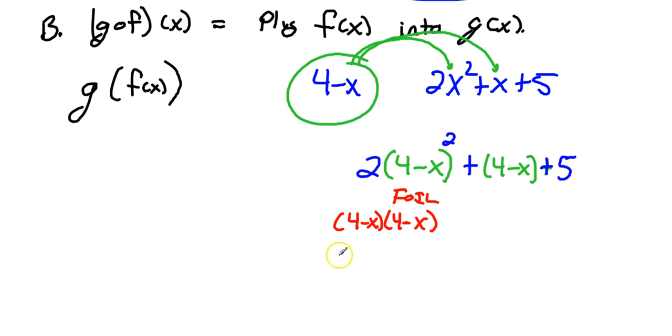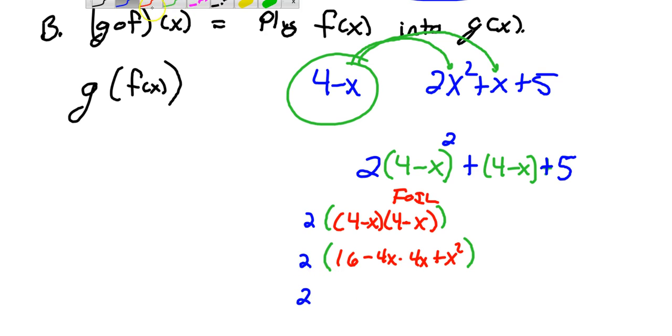You've got 4 times 4 for 16. 4 times negative x would be a negative 4x. You've got another negative 4x. And then negative x times negative x makes a positive x squared. The one thing you've got to remember as you're doing that is that the 2 was still out front, so it's still hanging out there. So we've got 2 times.